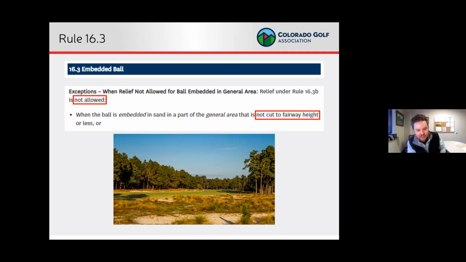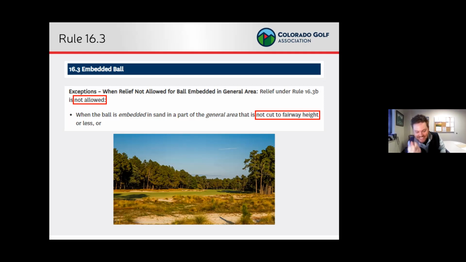See this grass here? This is not a mown area. This is not cut to fairway height or less. So if the ball embeds in normal grass in this area, that's covered by 16.3 because that's embedded in the general area. But if it's embedded in sand, and this area is not cut, again, action verb, someone is maintaining it. This area is not being cut. It's not being prepared, and it's certainly not fairway height or less.